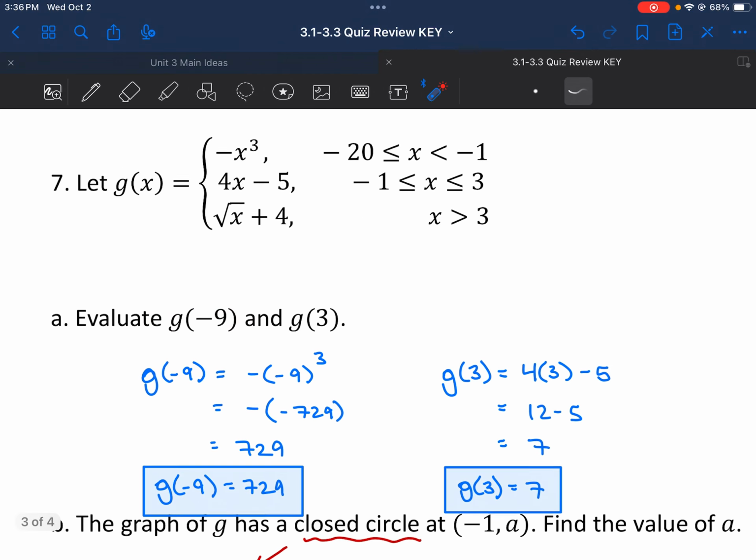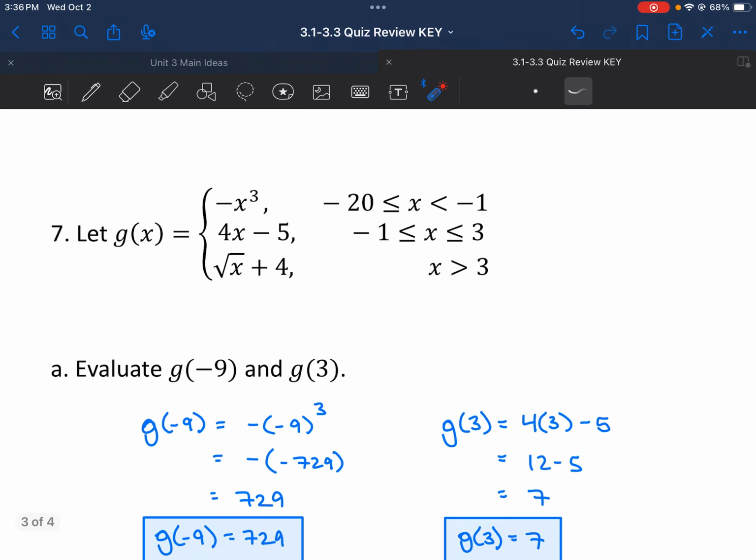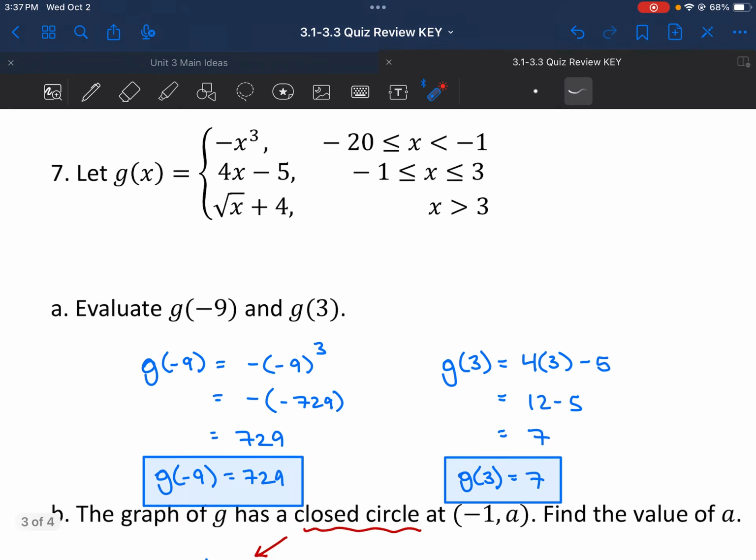So when we're evaluating g of negative 9, first we have to look at the input. We have to figure out which domain restriction negative 9 belongs to. Well, negative 9 is going to be in between negative 20 and negative 1. So we are using this as our function. We take negative 9 and plug it in for x. So we have negative 9 cubed. Deal with the parentheses and the exponents first. Negative 9 cubed is negative 729. Then we multiply by this negative 1 on the outside. Negative 1 times negative 729 is positive 729.